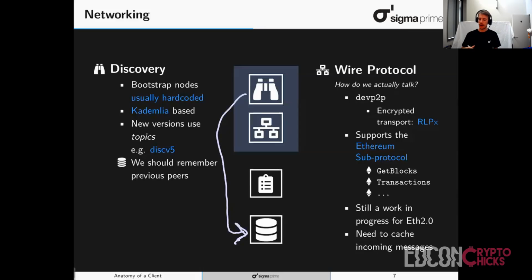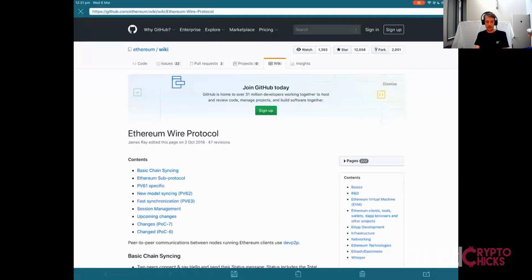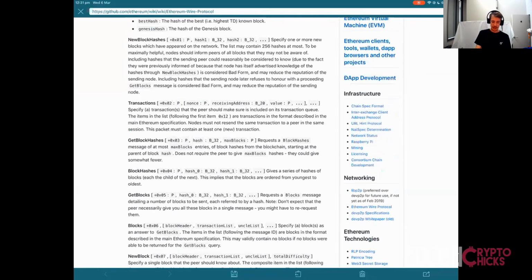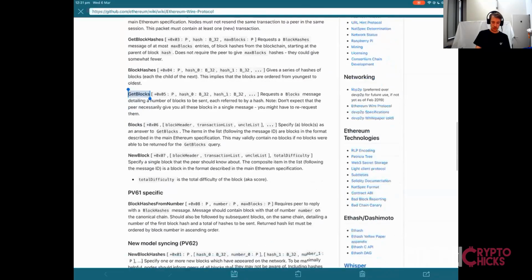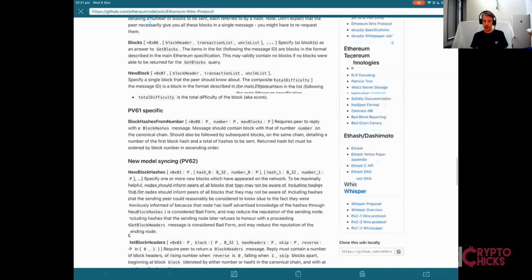On top of RLPx, our encrypted transport layer, which generally, by the way, runs on TCP, DevP2P supports some basic protocol messages, and then a series of sub-protocols. I've linked here to the Ethereum wire protocol, which is, as it says here, actually a sub-protocol of DevP2P. This sub-protocol allows us to do things like get block hashes, get blocks, here's a new block, get block headers, all of this sort of stuff. And this wire protocol defines how we actually talk to other nodes. What can I ask another node, and what is it going to give back to me, or what is it at least supposed to give back to me?